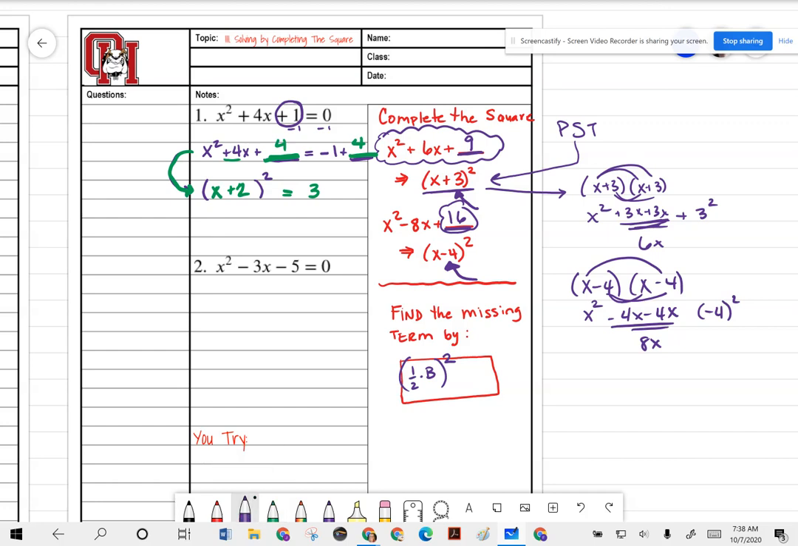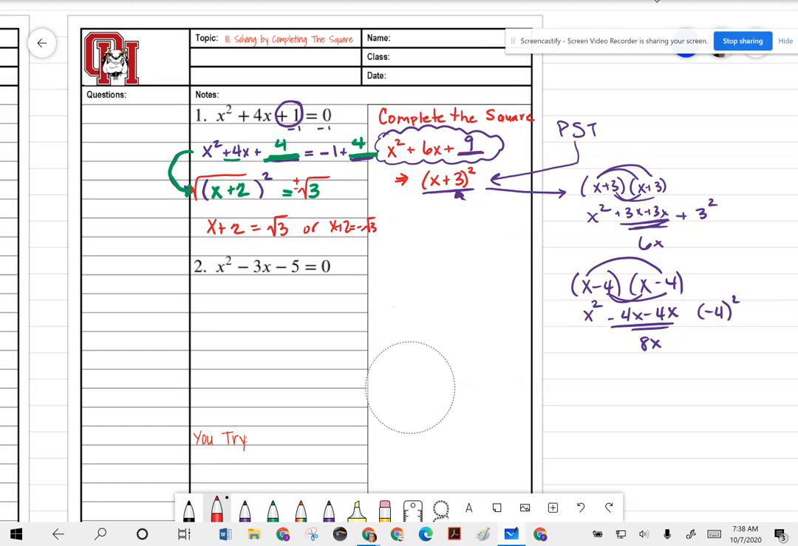Now I am ready to take the square root of both sides. But remember, you have to add plus or minus. So I have x plus 2 is equal to positive radical 3, or x plus 2 is equal to negative radical 3. Let me clear this out a little bit. And then you finally finish solving for x by subtracting 2. So x is equal to negative 2 plus radical 3, or x is equal to negative 2 minus radical 3.